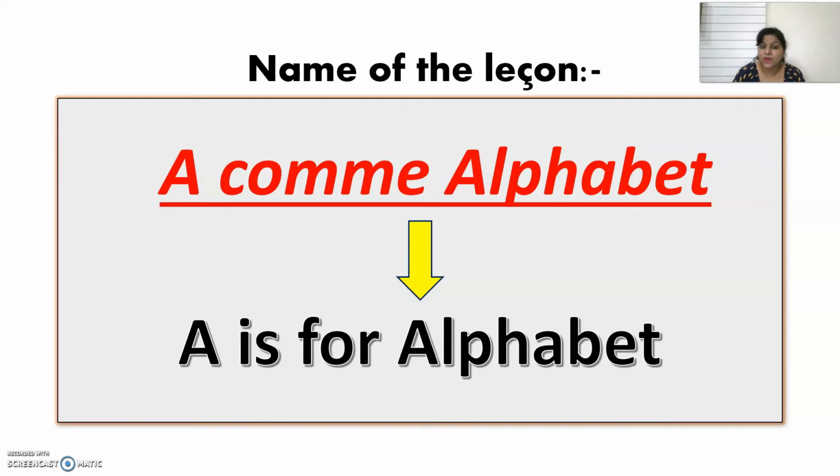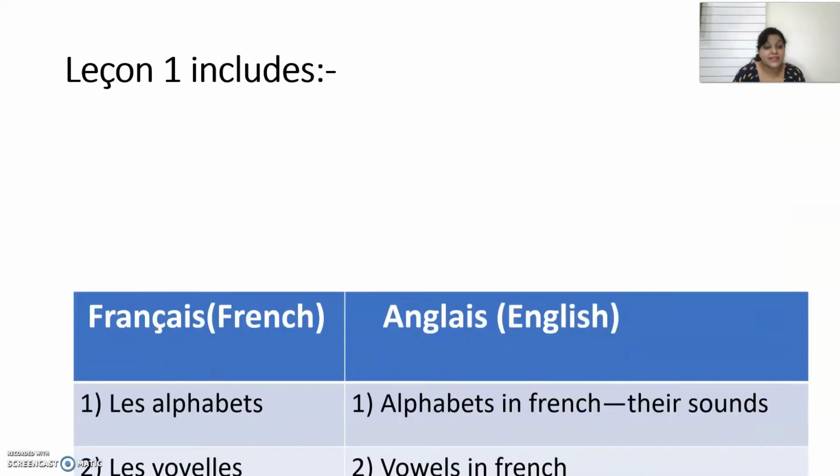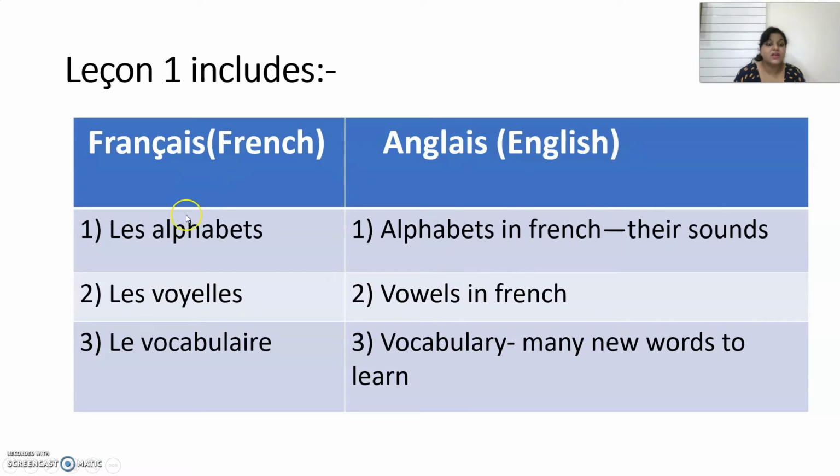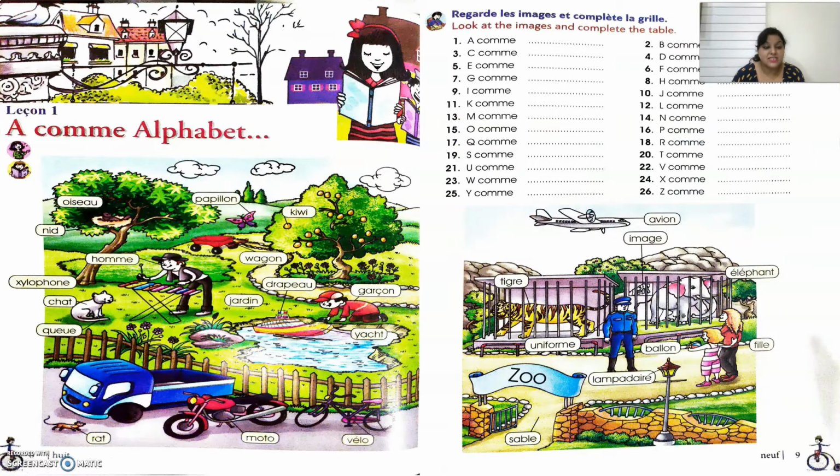So let's see what we are going to learn in this lesson. In this lesson, we are going to learn les alphabets. Basically, we will be learning the sounds of the alphabets in French. Then, we will be learning les voyelles, that are the vowels in French. And obviously, vocabulary is always there. So these are the first 2 pages of the lesson.